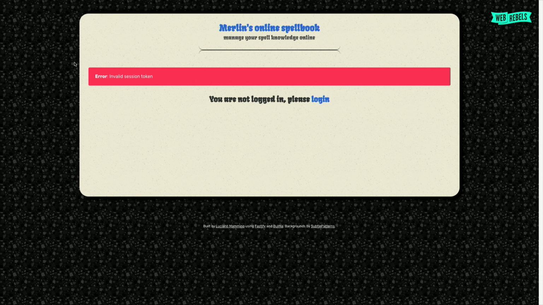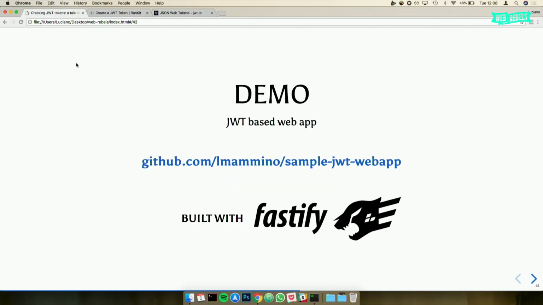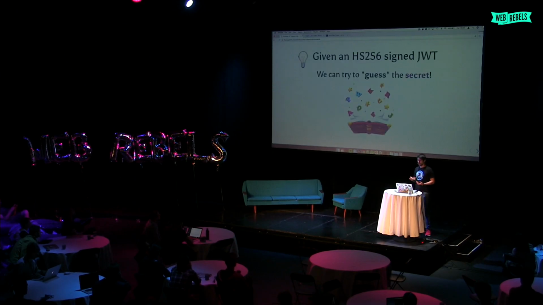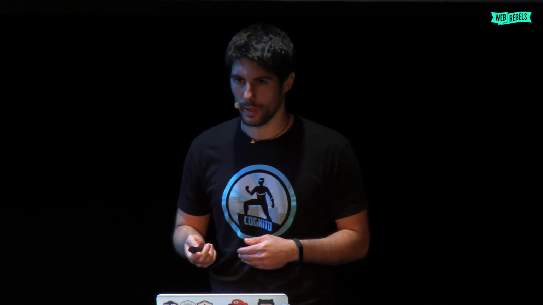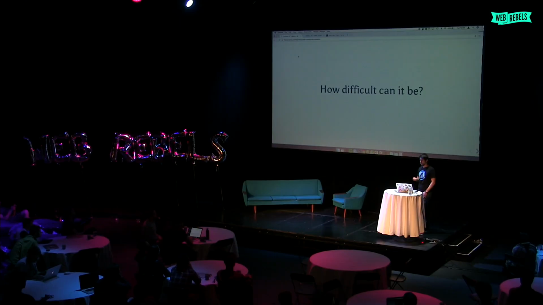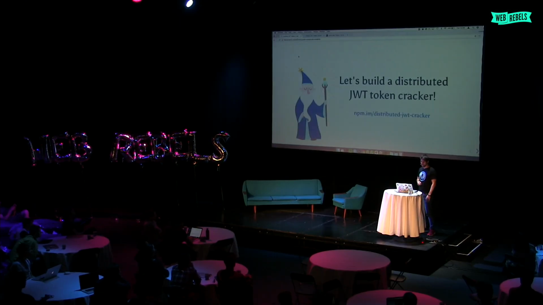We are going to go back here in a moment. Okay, so we said that if you have a token, there is a secret, and with this secret, you can either sign a new token or validate if the current token is valid or not. So what if, given this token that we got the first time when we were just a simple user, we try to guess the secret, right? How difficult can it be? Well, yeah, we can do that, but we need to build tools for that. And we can build a distributed JWT token cracker.